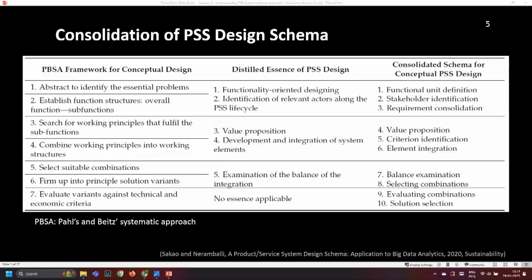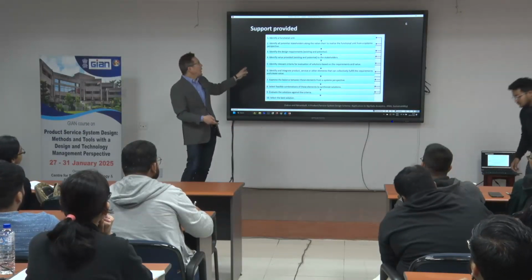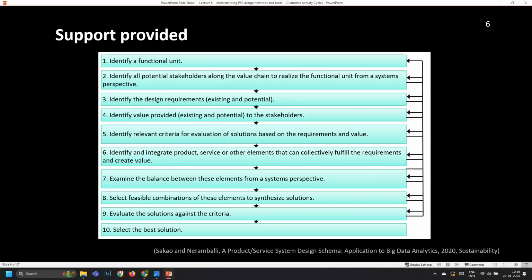This particular lecture focuses on the first 4 steps of the PSS design procedure. We call it the PSS design schema because we see that as a sort of meta procedure that can be applied to more concrete PSS design procedures. It's a matter of terms, but you can call it a procedure also. You might remember, those 10 steps can be described in this way. It's a matter of representation.